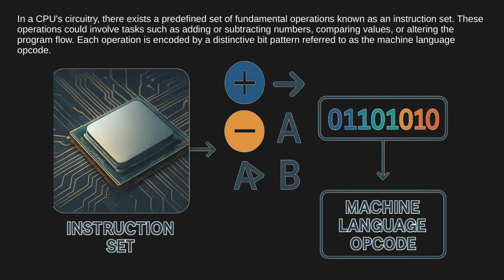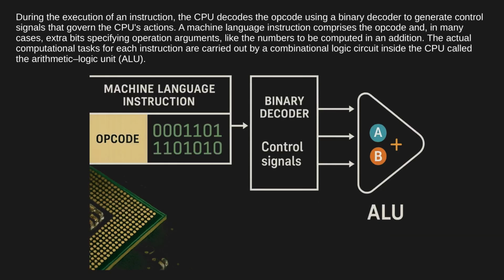In a CPU's circuitry, there exists a predefined set of fundamental operations known as an instruction set. These operations could involve tasks such as adding or subtracting numbers, comparing values, or altering the program flow. Each operation is encoded by a distinctive bit pattern referred to as the machine language opcode. During the execution of an instruction, the CPU decodes the opcode using a binary decoder to generate control signals that govern the CPU's actions. A machine language instruction comprises the opcode and, in many cases, extra bits specifying operation arguments, like the numbers to be computed in an addition.